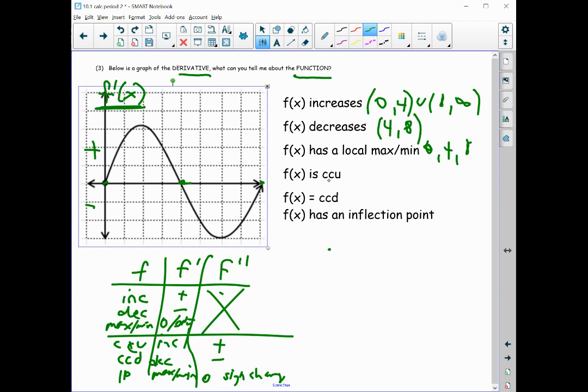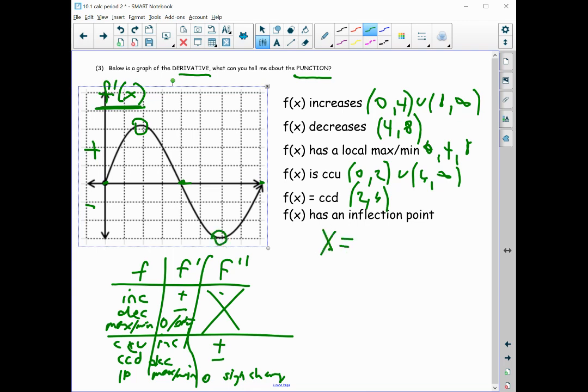Okay, second part, f of x is concave up. So f of x is concave up when f prime of x is increasing. So now I'm looking at the increasing intervals on this f prime graph to tell me on what intervals the function would be concave up. So I'm going to say 0 to 2, and then 6 to infinity. So concave down would be 2 to 6 because it's decreasing. And then f of x would have an inflection point when f prime of x has a max or a min. So that's going to happen at 2 and at 6.